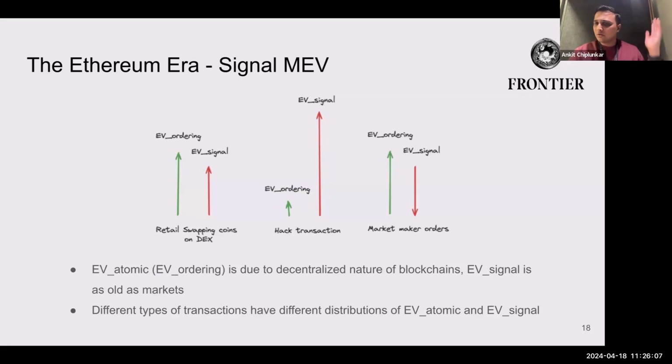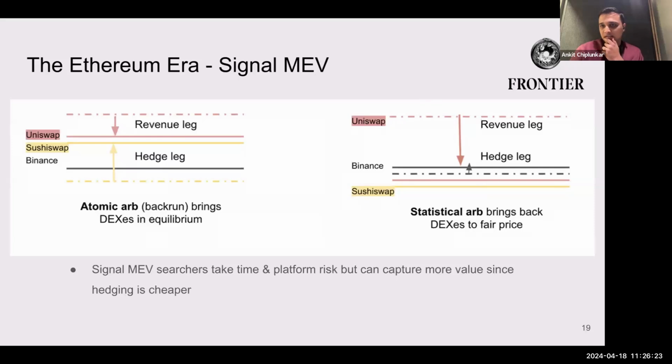There was a very old paper called, I think, The Only Game in Town, from the 1960s or 70s, which basically said that capturing signal is the only game in town. So let's just see how EV signal is more profitable.